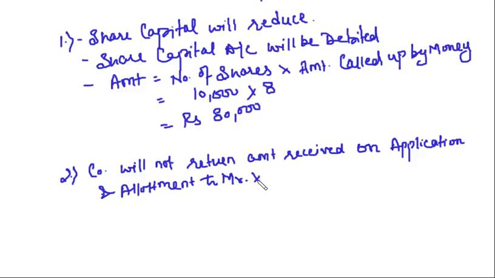Company is not going to return that amount because it is the fault of Mr. X. He defaulted. Because of his default, the company first gave the notice. Even after that, he is not paying. It is his default. We are not going to return whatever amount we have received on application and allotment from Mr. X. Then what are we going to do with that amount? Right?